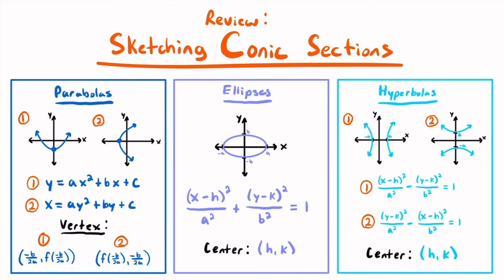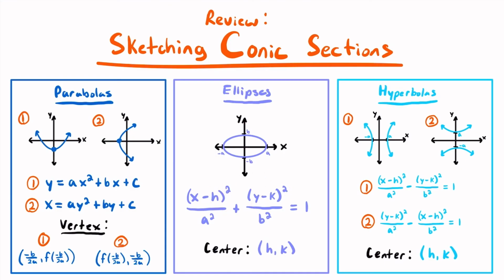If a and b are equal, if they're the same thing, then you have a circle, but if they're not, then it's an ellipse. The center of the ellipse will always be h and then k, right? Whatever value is being subtracted from x is the x-coordinate, and whatever value is being subtracted from y is the y-coordinate.